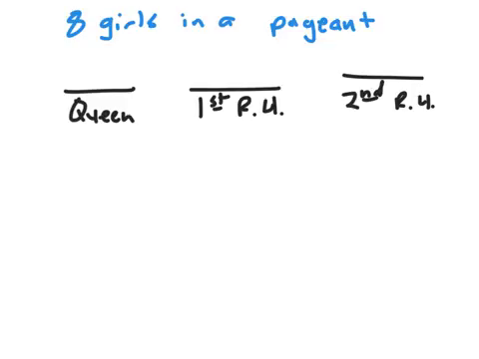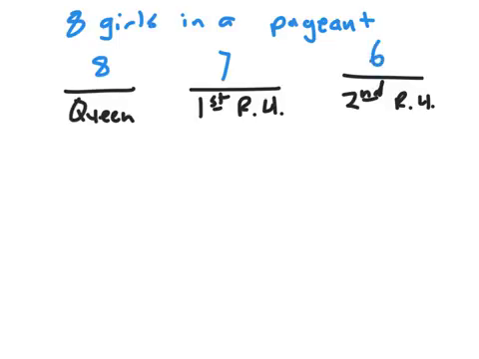We can look at this a couple of different ways. First, let's just think through it. How many choices do I have to select the queen from the 8 girls? Well, if there's 8 girls, we have 8 that we can choose from. How many choices do I have for the first runner-up? If I've already chosen one of the girls to be the queen, that means I only have 7 to select for the first runner-up spot. And likewise, for the second runner-up spot, I've already chosen 1 to be the queen and 1 to be the first runner-up, so now there are only 6 girls left for the second runner-up.